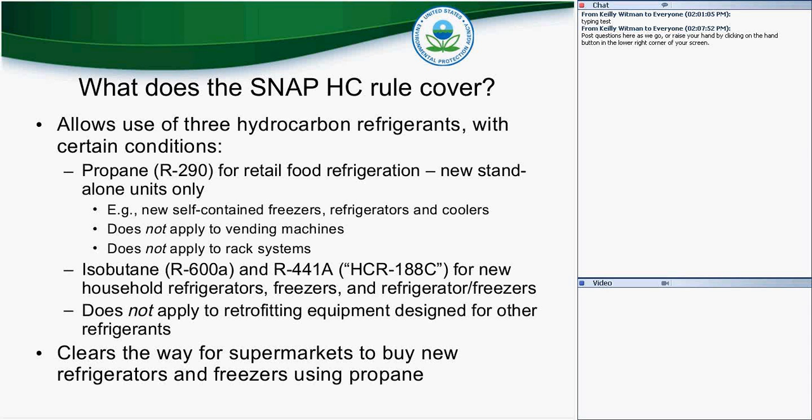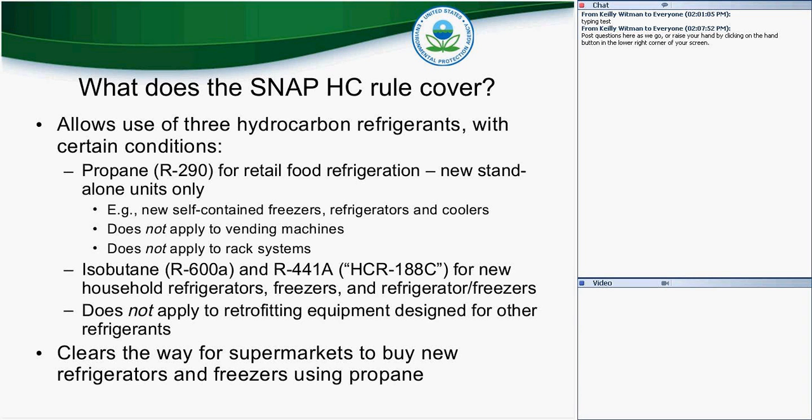When I talk about refrigerators and freezers, I'm talking about self-contained units. That can include reach-in freezers or coolers. It could be standalone refrigerators. It does not apply to rack systems. The rule does not apply to vending machines. That's something that we would review separately.